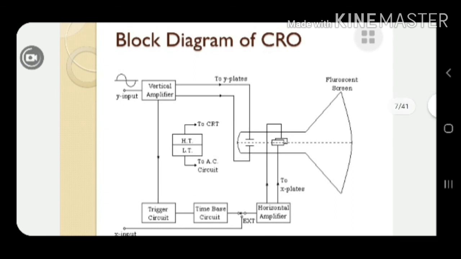Then also, what are the uses and applications of CRO? CRO can measure electrical parameters of electrical signals. It can also be used to measure non-electrical parameters, but first we need to convert them into electrical equivalents by making use of a transducer. So what all can we measure using CRO? CRO can be used to measure AC and DC voltages of electrical signals like sine waves, square waves, triangular waves, sawtooth waves, any kind of electrical signal.